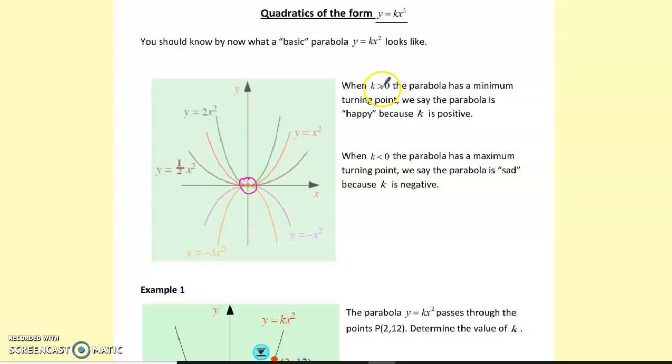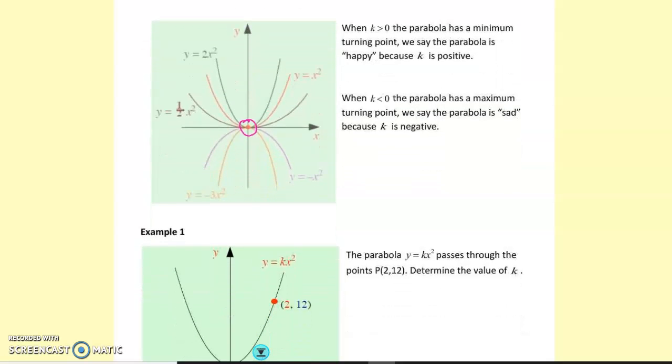When k is greater than 0, when it's a positive number, we say the parabola is happy. It makes a nice happy smiley face and gives a minimum turning point, which we spoke about before. When it's negative, it gives us this sad face and a maximum turning point.